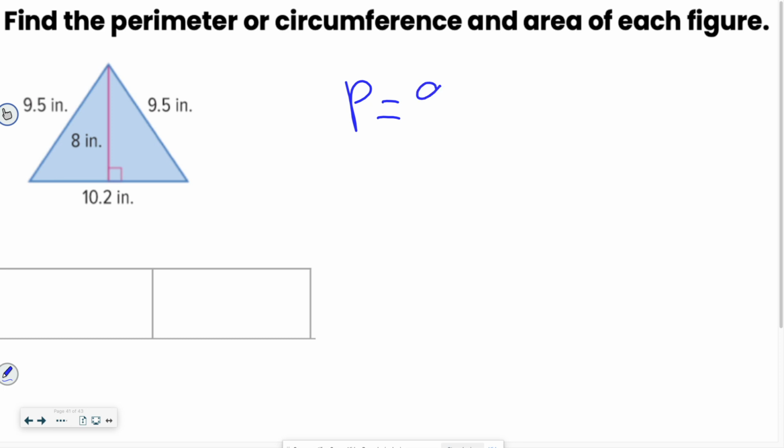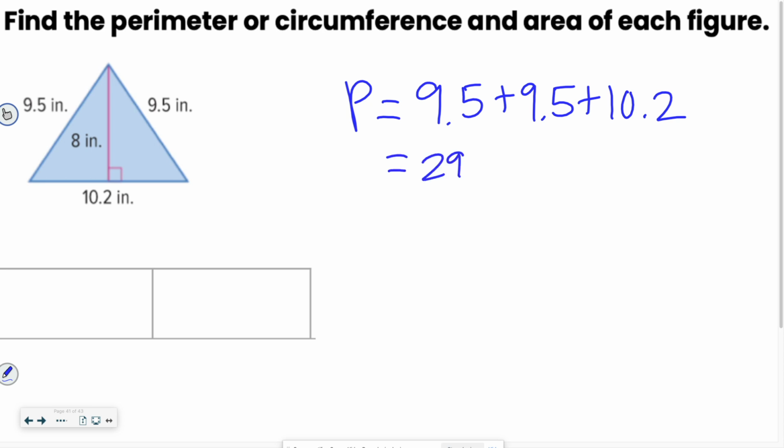That's it. 9.5 plus 9.5 plus 10.2. Now it's calculator work. You just crunch it out. Yeah, 29.2. You probably should give it a unit. What's your unit? Inches. Label it since we have a unit.